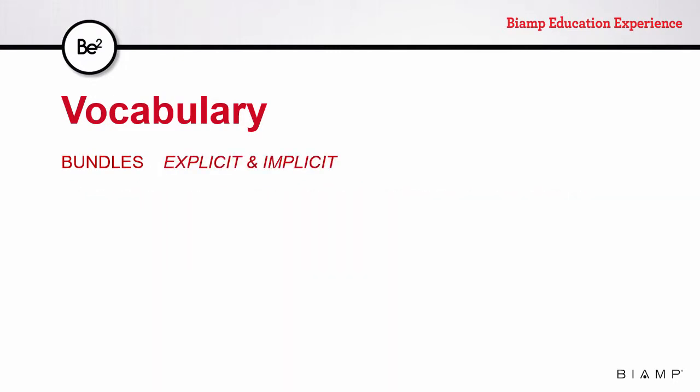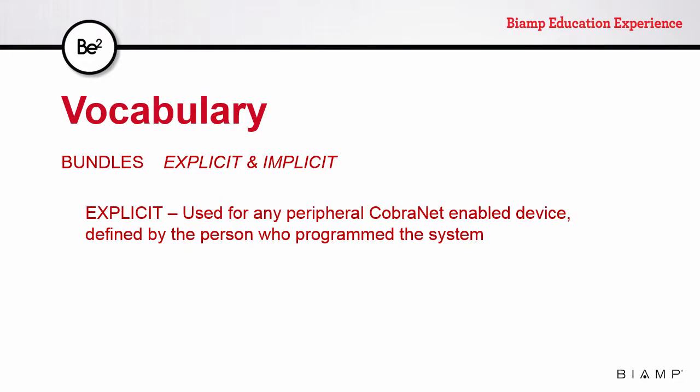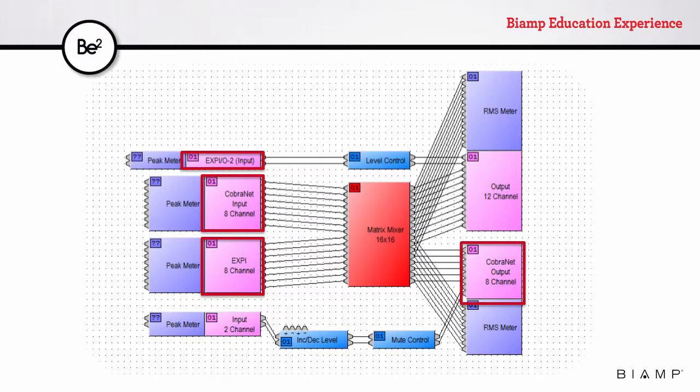Speaking practically, the way we work with these bundles in the audio software falls into 2 categories: explicit and implicit. Explicit bundles are those in which a person specifies the number between 1 and 61,439 and applies it in their design. We use them for any peripheral CobraNet-enabled device like the Biamp expanders or third-party interfaces. In this case, you'll see CobraNet input and/or output blocks in the audio file, which represent CobraNet audio connections to or from those types of devices.